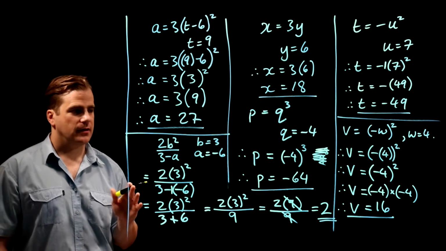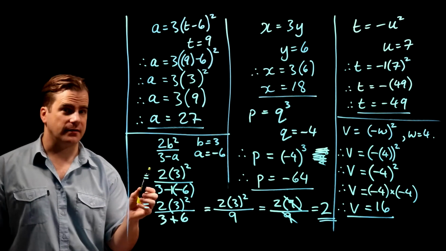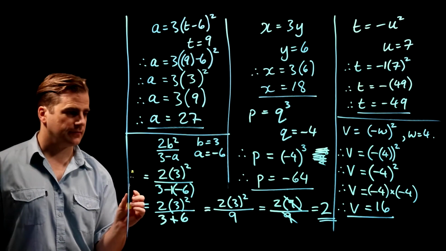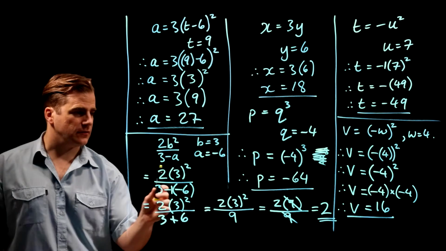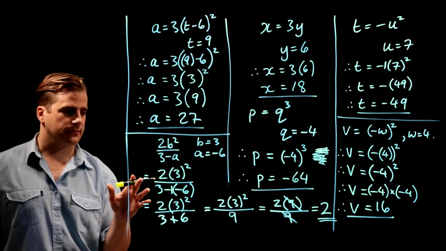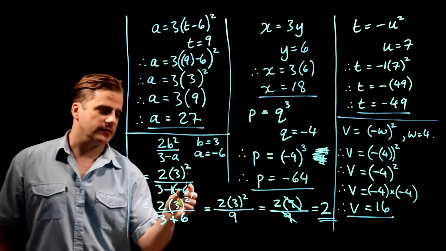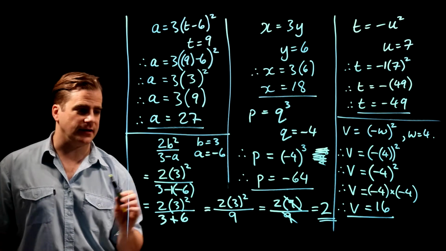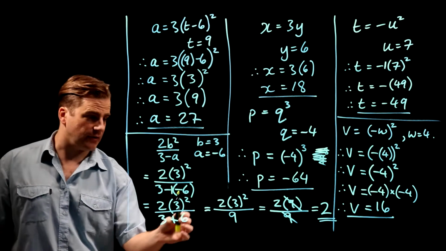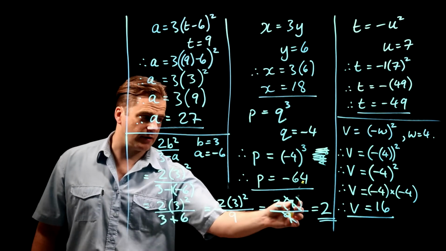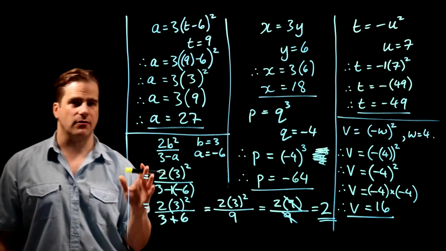And I think the best way to explain it is, if you had targeted the 3 squared first, then that would have been fine, because you'd still get 2 times 9, 18 on the top. And then if you evaluated the bottom, you'd still get 9 on the bottom. So you'd end up with 18 over 9, which is 2. You'd still get the right answer.